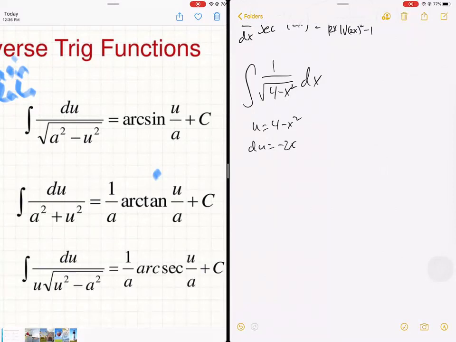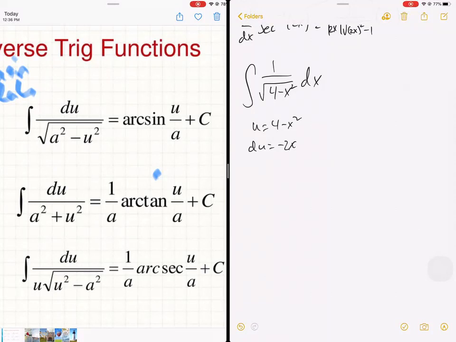So does this identity look like arcsine, arctangent, or arcsecant? A couple of hints: the order of the x helps you. If I have the constant first, that's going to be arcsine. If I have the variable first, that's going to be arcsecant. If I don't have any square roots at all, that's going to be arctangent. So again, if the constant is first, it's sine. If the variable is first, it's secant.